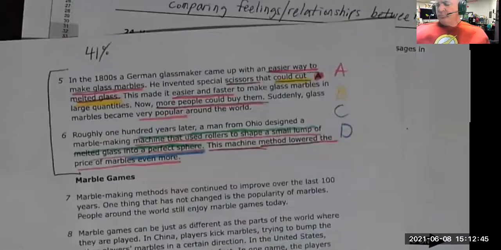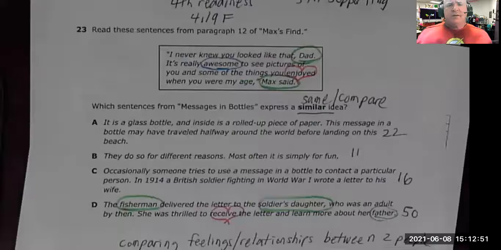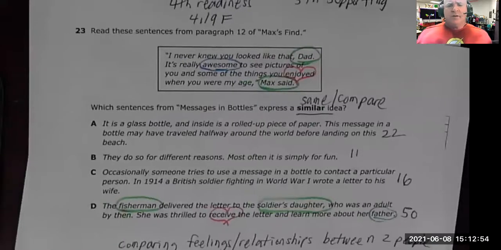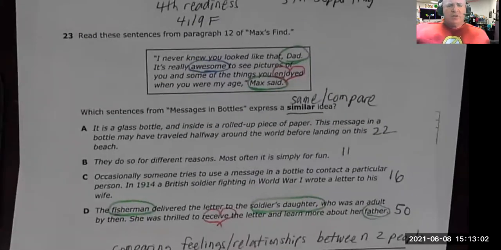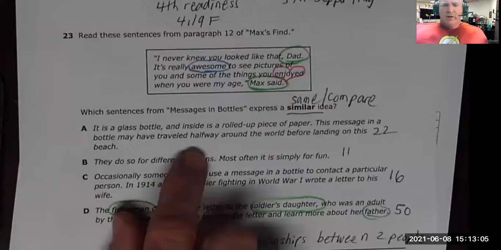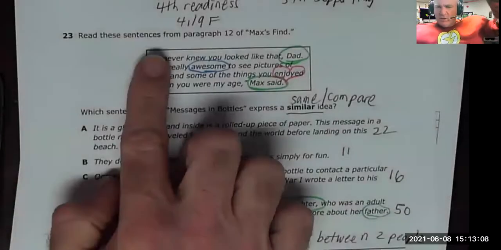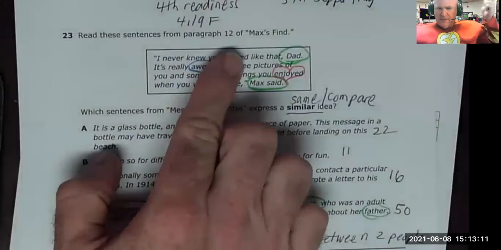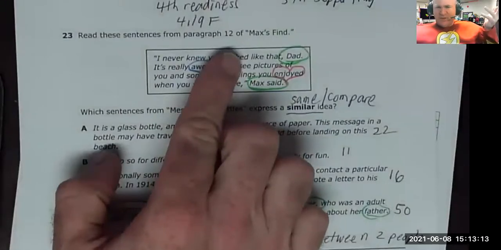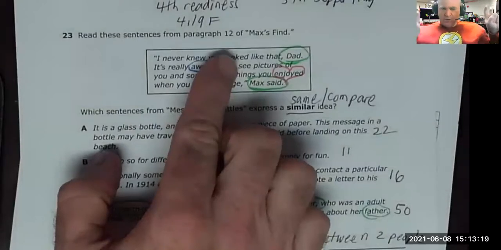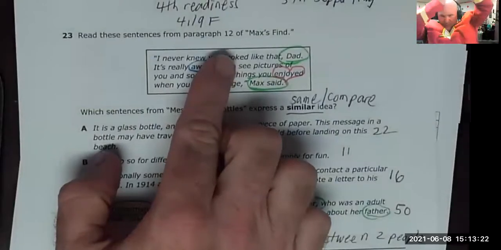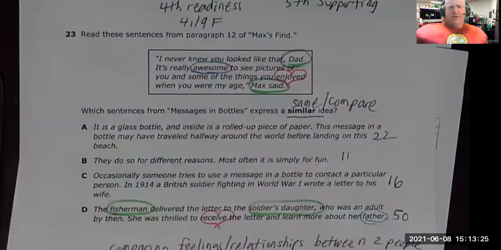So let's check the other one. Question number 23. I didn't even have to print out the passage or a paragraph. All they were asking was, and it was a paired passage, and it just says to read these sentences from paragraph 12 of "Max's Find." So the title of something, I'm going to put a T above it.